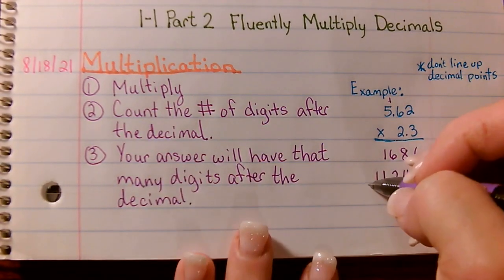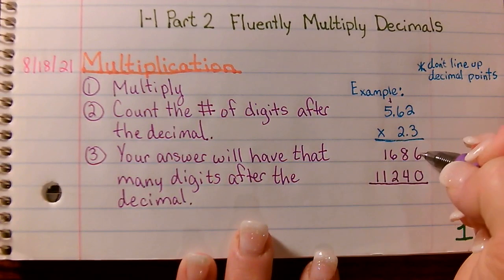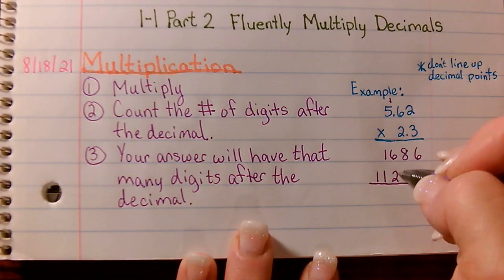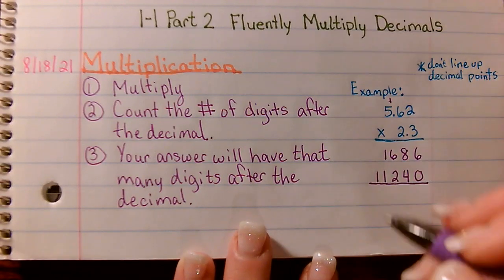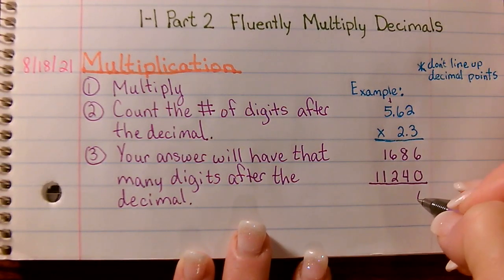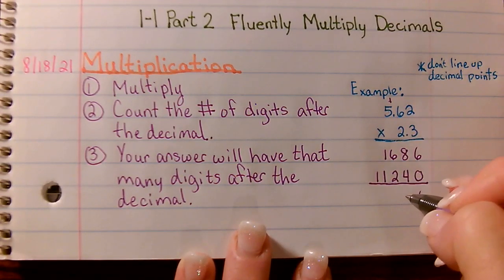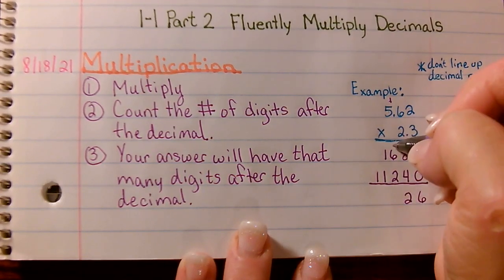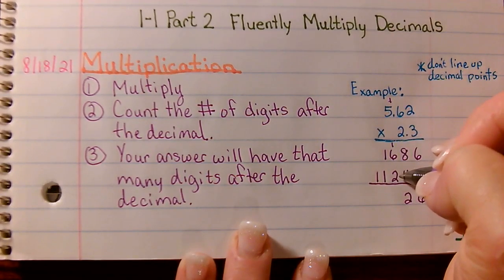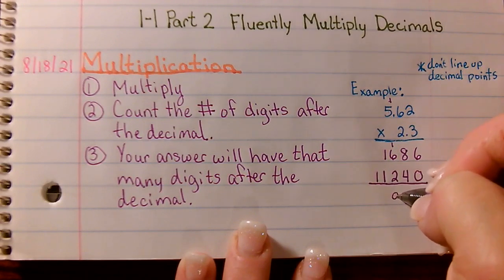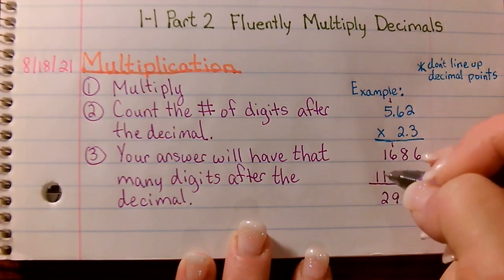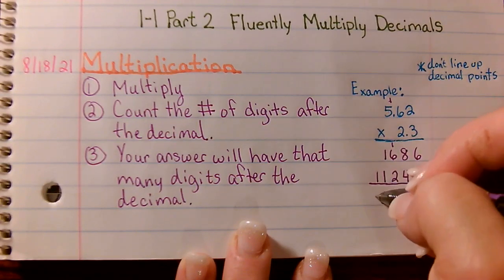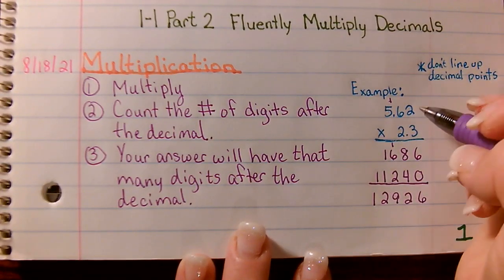Okay? Now, what I tried to do is I lined up these digits underneath each other as I went. So we add, and 6 plus 0 is 6, and 8 plus 4 is 12, so I got to carry the 1. 6 plus 2 is 8, plus 1 is 9, and then 1 plus 1 is 2, and 1 plus nothing is 1.